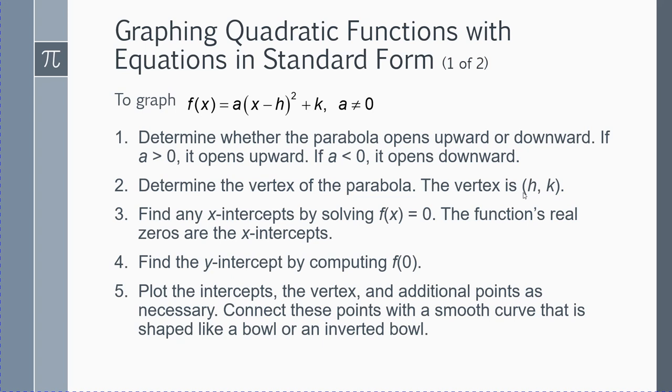So if you want to graph f of x is equal to a, and then in parentheses x minus h squared plus k, the first thing you're going to do is determine whether the parabola opens upward or downwards. So you're going to look at the value of a. If a is greater than 0, it opens upward, and if a is less than 0, it opens downward. All right, as I go through these 5 steps, let's do an example just so you can see.